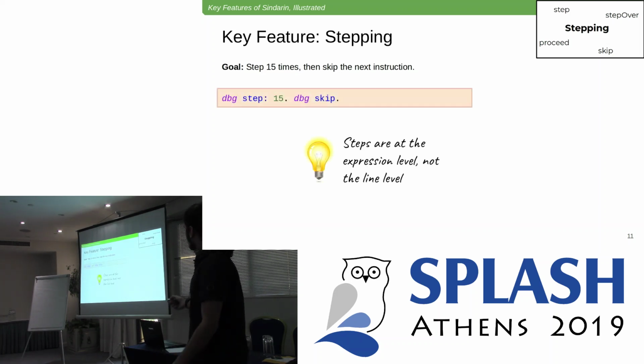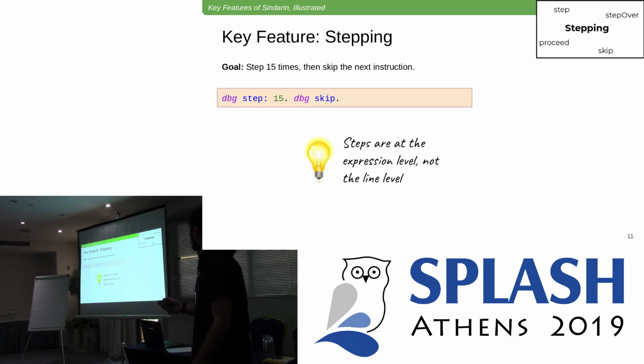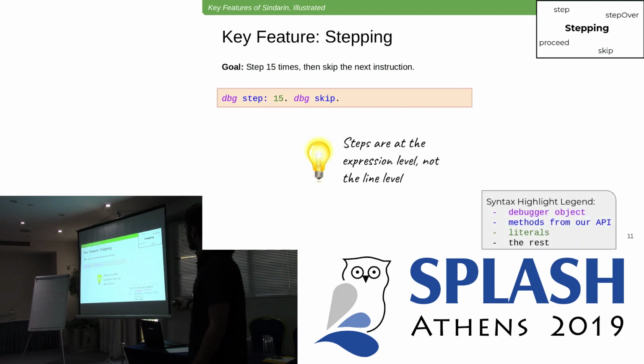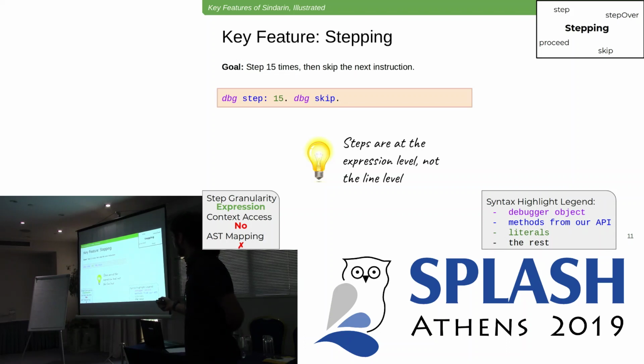Every time there will be a Sindarin script to address the goal. So here, we tell our debugger to step 15 times, and then we tell it to skip. Very simple. For the syntax highlight, our debugger object is in purple, our API is in blue, and literals are in green, and the rest is in black. And for every slide, there will be a little card in the bottom left showing which features we use. So here we use step granularity, but we don't access the context, and we don't use the AST-Mapping.